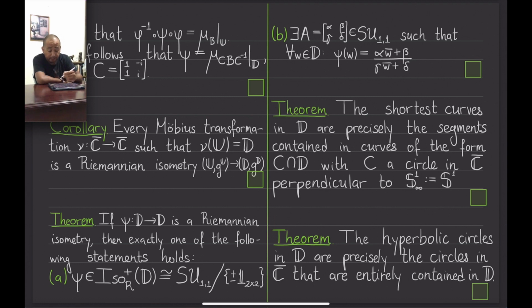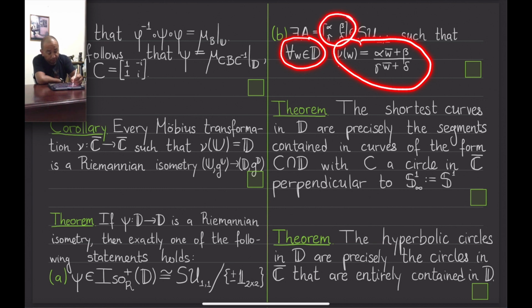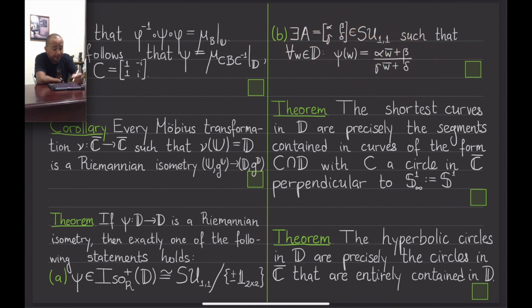So, and then we have exactly one of the following situations. Either it preserves the orientation, in which case we know the correspondence rule is given in terms of a matrix in SU(1,1). Or otherwise, there is a matrix in SU(1,1), so determinant 1, with the property that the correspondence rule is given in terms of this matrix as a Mobius transformation, but applied to the conjugate.